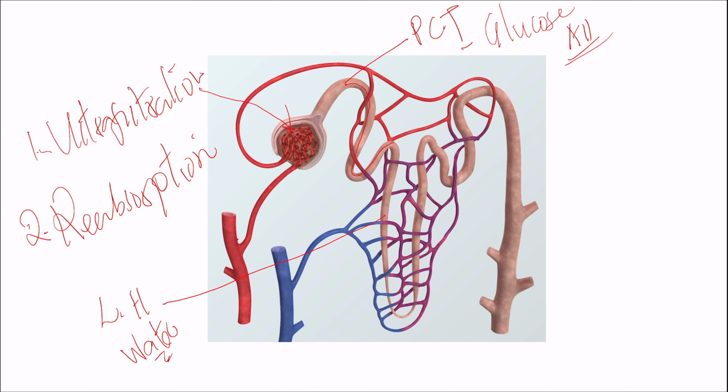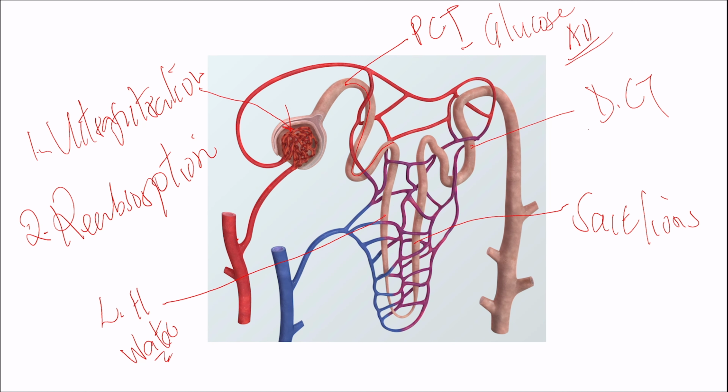At the ascending loop of Henle, we will have the reabsorption of salts or ions. The cells in the ascending loop of Henle are highly permeable for the reabsorption of salts or ions. And the main ion in our body is sodium chloride, of course. So reabsorption of sodium chloride ions takes place mainly in the ascending loop of Henle.